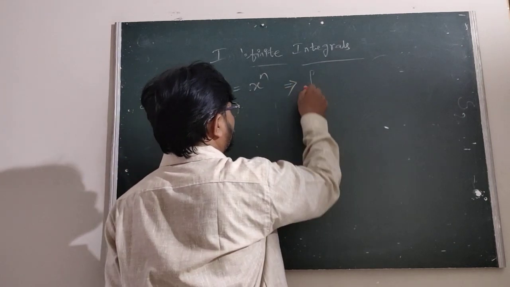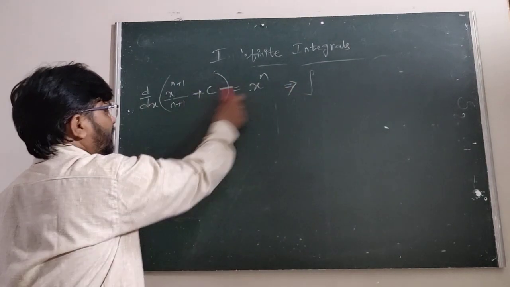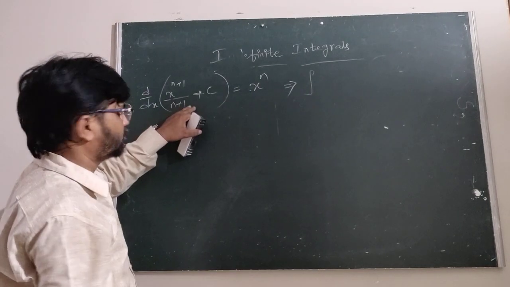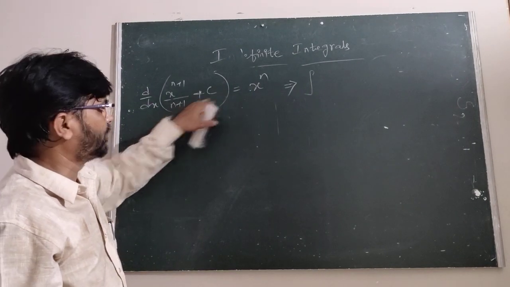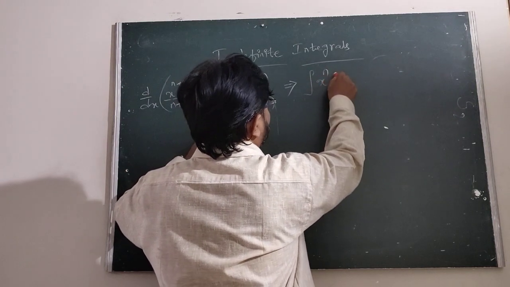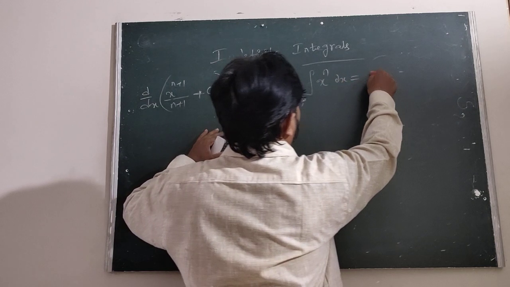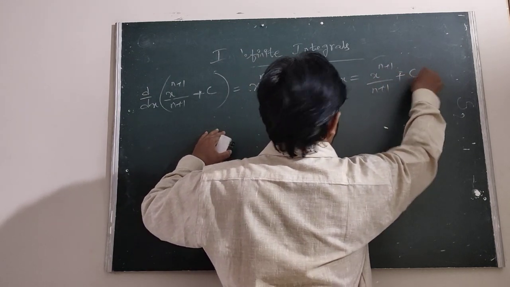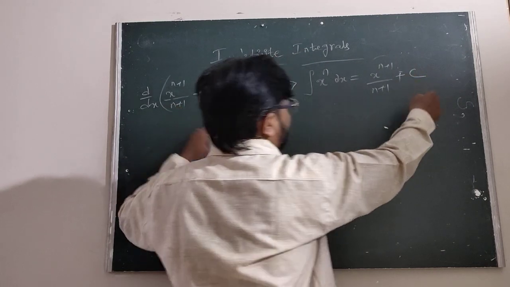This is the inverse process. Here this is the integral of x power n. This is also called the antiderivative or primitive of x power n. This can be written as the integral of x power n dx is x power n plus 1 by n plus 1 plus c, where n is not equal to minus 1.